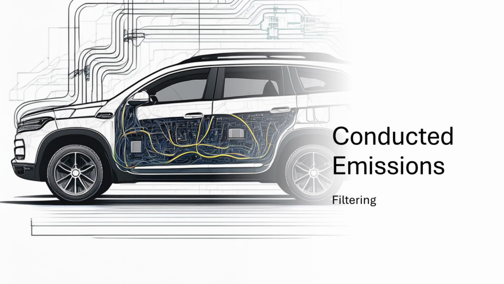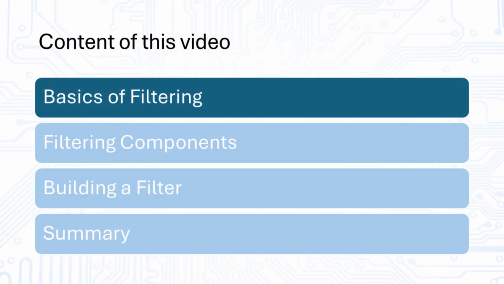Welcome everyone. This is the third video in our series about conducted emissions. In this video, we discuss the most commonly used countermeasure against conducted emissions, filtering. First, we explain the basic approach when it comes to filtering and discuss various filter architectures. Based on an example, we show the approach to finding the right filter for a given source and load.